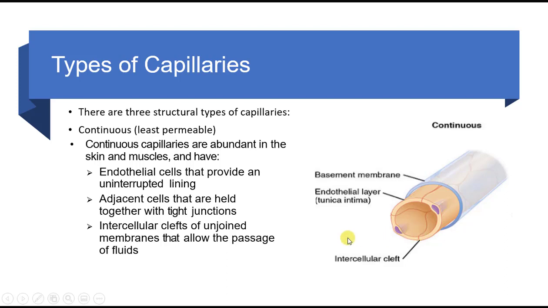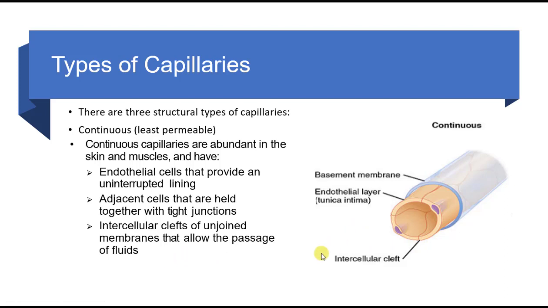But they do allow the exchange of small molecules, which can pass through these tight junctions. So they basically consist of adjacent cells that are held together with tight junctions and intercellular clefts. These are the intercellular clefts, the gaps within the membrane of the capillary, and these allow the passage of very few substances or very small molecules.